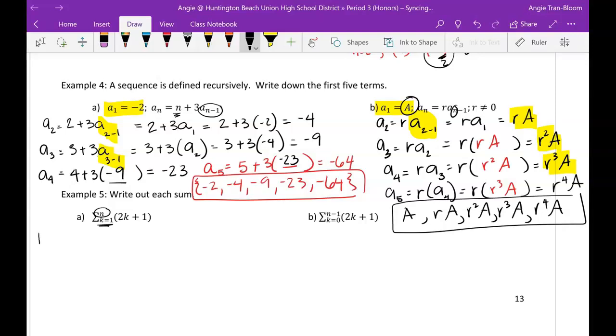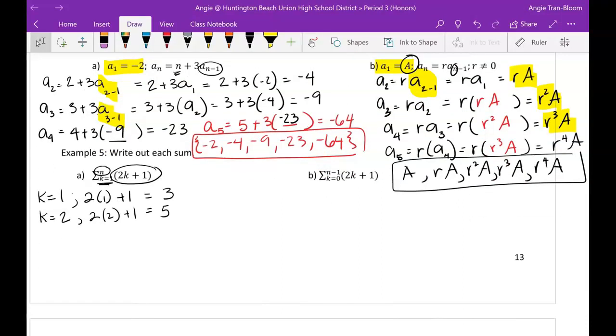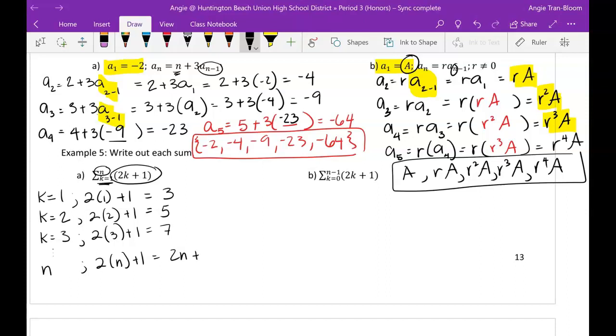So here we go. k equals 1. Then you plug it in. This formula is 2 times 1 plus 1, which is 3. k equals 2. Then it's 2 times 2 plus 1, which is 5. You can do about 3 or 4 to get sort of a pattern. I wouldn't do any more than that. Then that's just going to be a waste of time. Okay. And that's going to be 7. And k is n. Then it's really 2 times n plus 1, which is 2n plus 1.